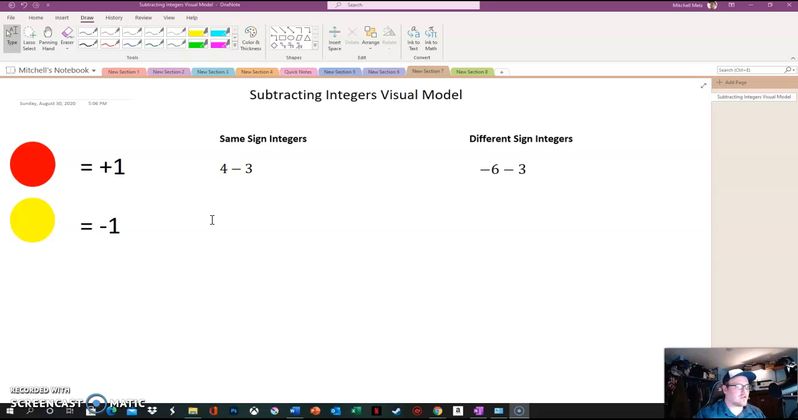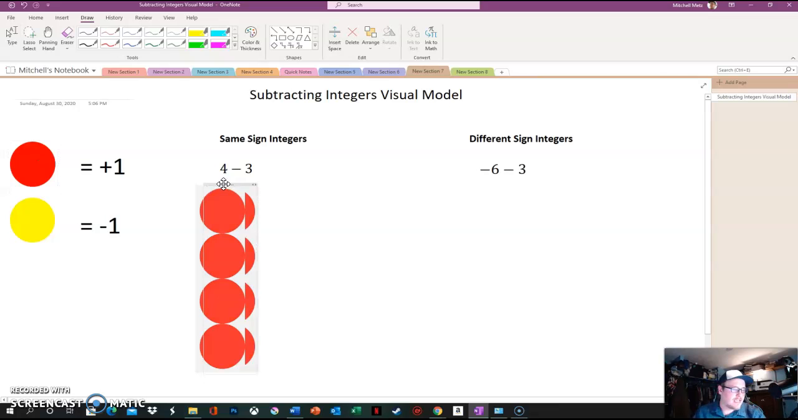So my first question is that I'm going to be doing same sign integers, and I'm just subtracting 4 minus 3. And we all know what this is, but let's model it with these circles to help us out. So I am starting with a positive 4, so I need 4 of these red counters. I'm taking away 3, not negative 3, I'm taking away 3. And so all that means is I'm just going to cross out my circles.